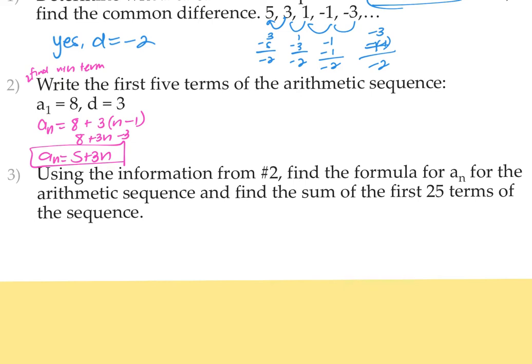That's one option. If it doesn't ask for the formula, like this one did not, then I can simply go, okay, 8's my first one, add 3 to it, that's 11, add 3 to it, it's 14, add 3 to it, it's 17, add 3 to it, it's 20. That's recursive. This would be recursive and arithmetic, so not all recursives are arithmetic. All arithmetic are recursive, though.